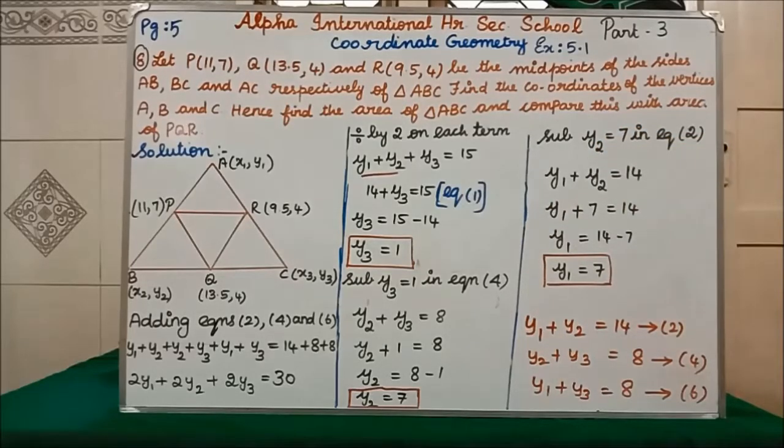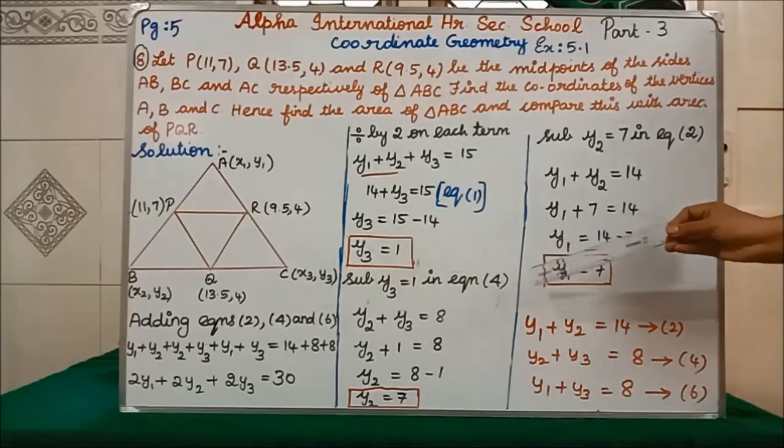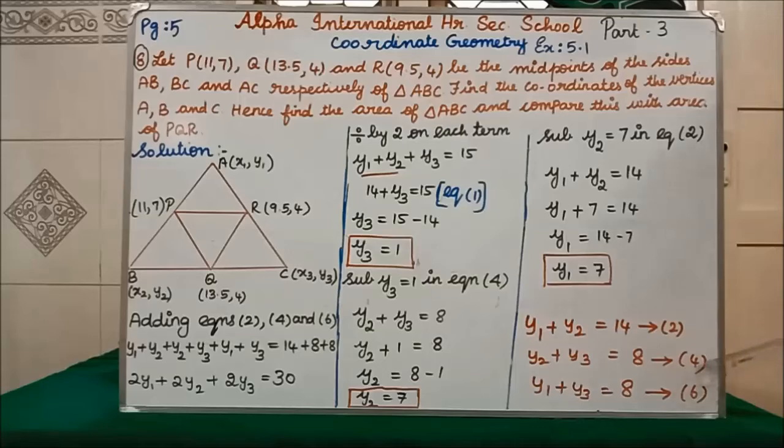Clear? Then next step, 14 if it comes to this side, it will become 15 minus 14. Isn't it? So 15 minus 14 is what? 1. So now we have got the y3 value as 1. Now another value we have to find, isn't it? So substitute y3 equal to 1 in equation 4. Equation 4 is y2 plus y3 equal to 8.